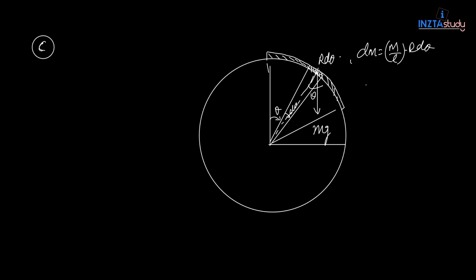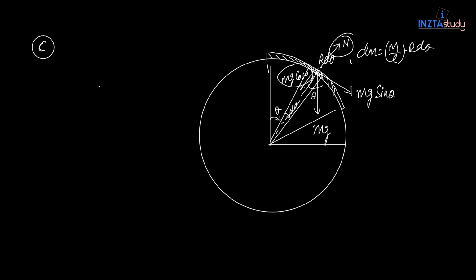If this angle is θ, it means the net force along this direction is mg sin θ, and along this direction it will have a force of mg cos θ. This will be balanced by the normal reaction. So the normal and mg cos θ will get balanced, and this will be mg sin θ.